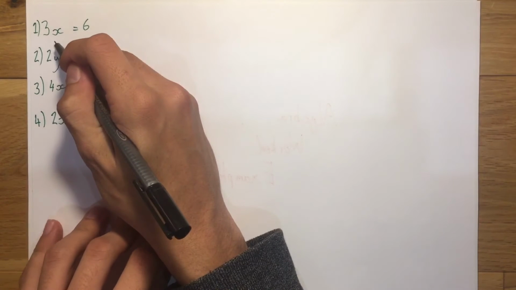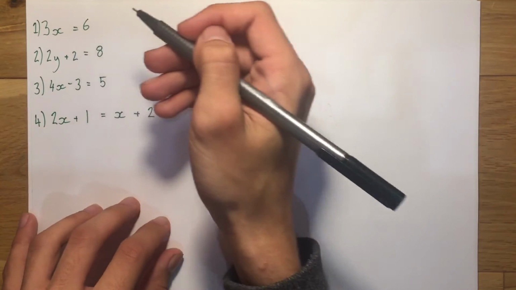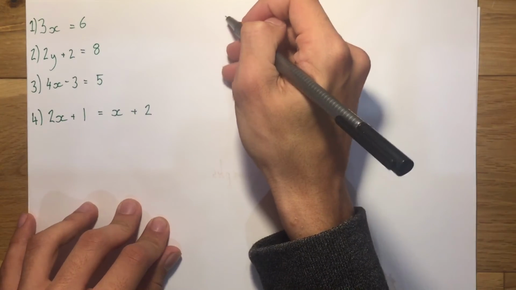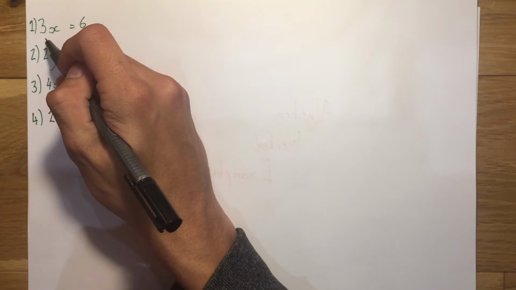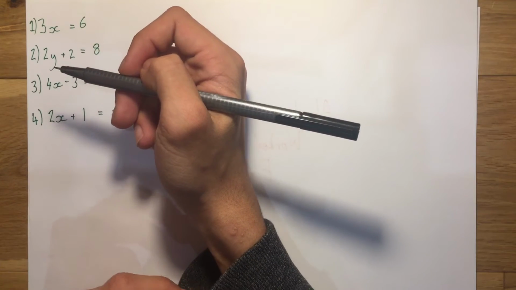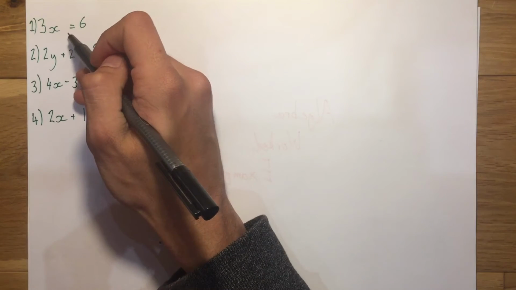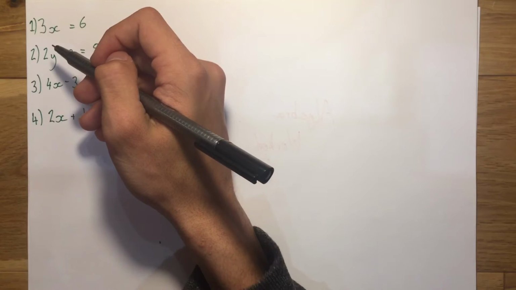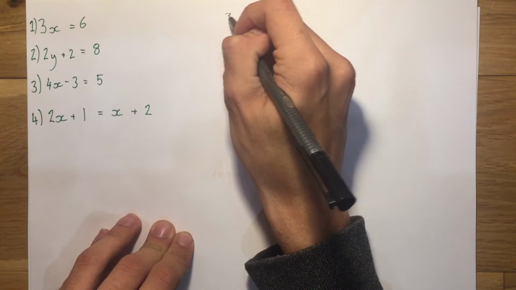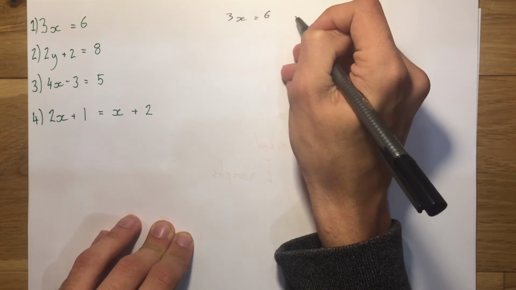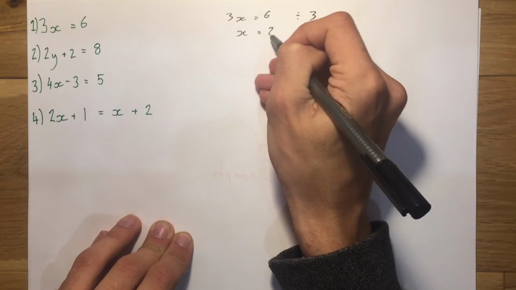The first question, we have 3x is equal to 6. This is one of the most simple kinds of equations we can get. What we want to do is remove the 3 from the x and find out what 1x is equal to. To do this, we must divide both sides by 3, because 3 divided by 3 is equal to 1. So, we get 3x is equal to 6, and then we divide both sides by 3, which gives us x is equal to 2.